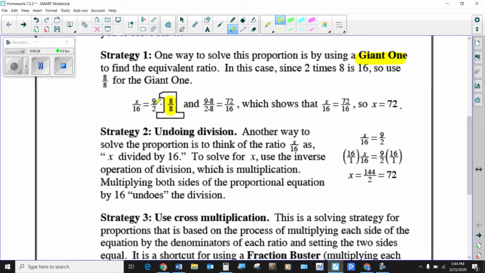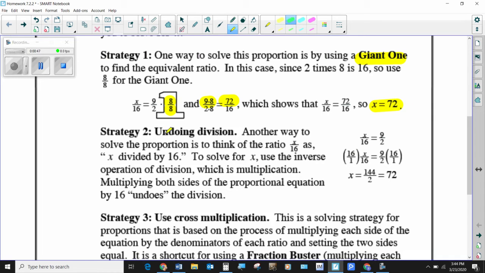And what you're doing essentially is multiplying this fraction, 9/2, times 1. So you're not changing its value, but you are changing the ratio. So instead of it being 9/2, it becomes some number over 16. 9 times 8 is 72. So your answer for x is 72.